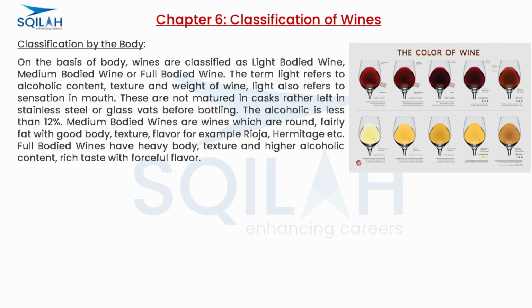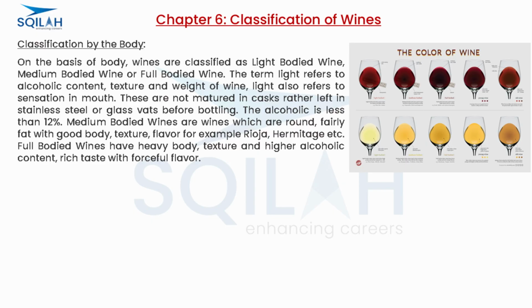Classification by the body. On the basis of body, wines are classified as light-bodied wine, medium-bodied wine, or full-bodied wine. The term light refers to alcoholic content, texture, and weight of wine. Light also refers to sensation in mouth. These are not matured in casks, rather left in stainless steel or glass vats before bottling. The alcohol is less than 12%.